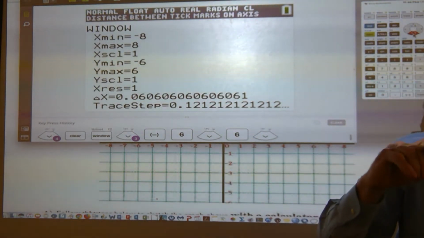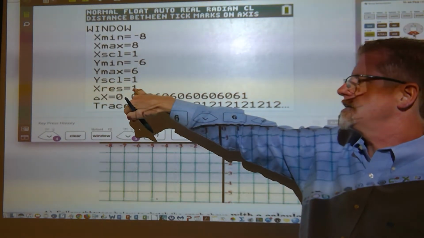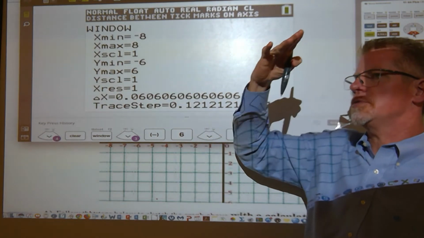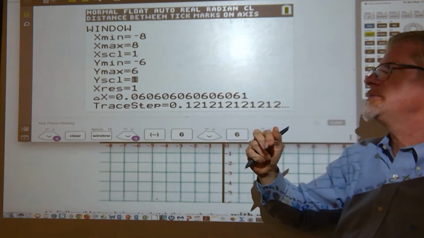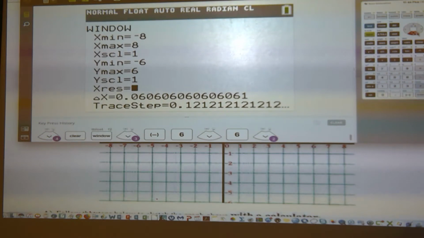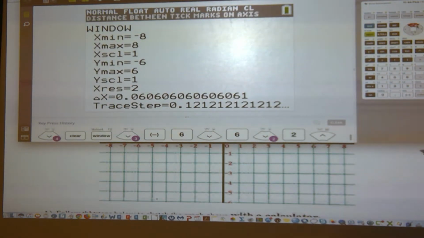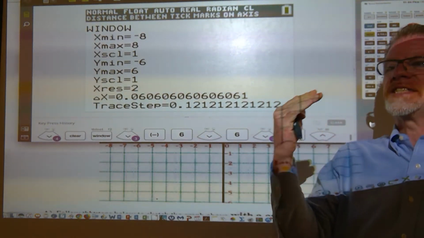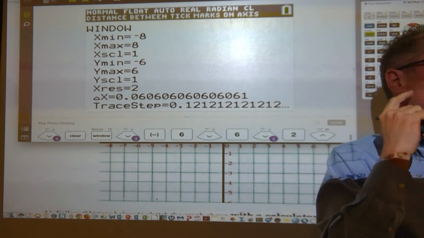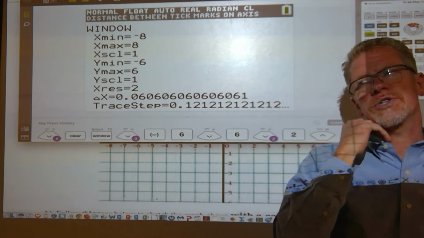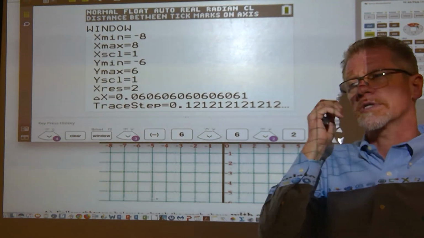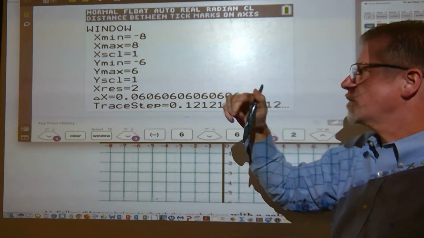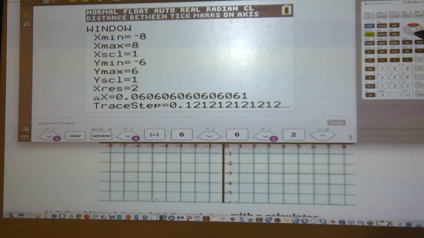Also, just so you know, x-res affects, well, res is for resolution. Some of these graphs that we're doing today will take the calculator a long time to generate. So if you change your x-res from 1 to 2, that will double the speed at which the calculator generates the graph. The calculator still works at the same speed, but since you're using less resolution, the graph will appear more quickly. You don't have to do that, but if you want to, you can.